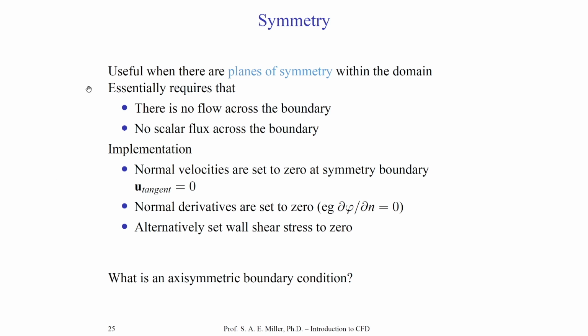Now, the symmetry condition physically states that there's no flux or velocity through the boundary, and that all the partial derivatives of the field variables are equal to 0 across the boundaries. There's no scalar flux across the boundaries, for example, like some temperature flux or something. That's what I mean by the partial derivatives. To implement this, we simply set the velocity normal to the boundary to 0, and we let the velocity parallel to the boundary vary. The normal derivatives are set to 0. Alternatively, you can also enforce this by setting the shear stress to 0.